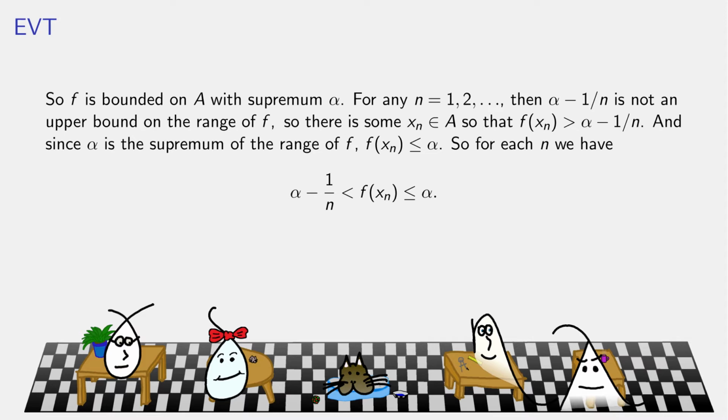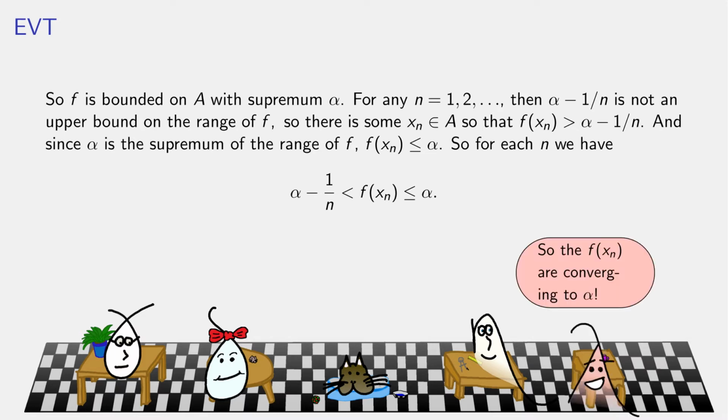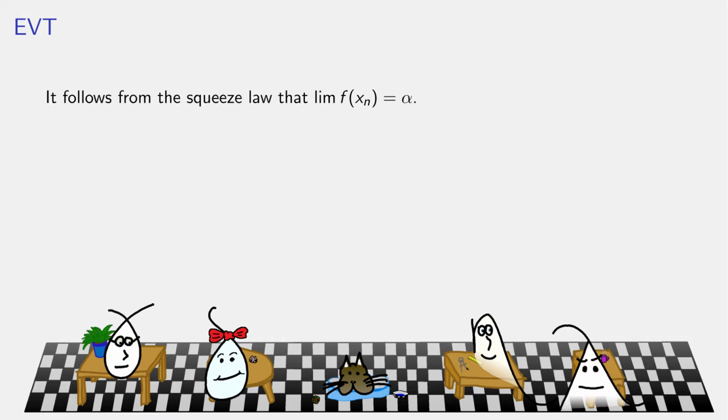So for every n, we can find a point xn where this inequality is true. F of xn is less than or equal to alpha because that was the supremum. But since alpha minus 1 over n is not an upper bound, some point, and we call it xn, satisfies this right here. So the f of xn's, by the squeeze law, have to converge to alpha. Good, that is an important observation. But more to the point, any subsequence of them as well will converge to alpha. Because f of xn converges to alpha, f of any subsequence of xn must converge to alpha. Now, why would I bring up subsequences? Okay, we do know that f of xn goes to alpha.